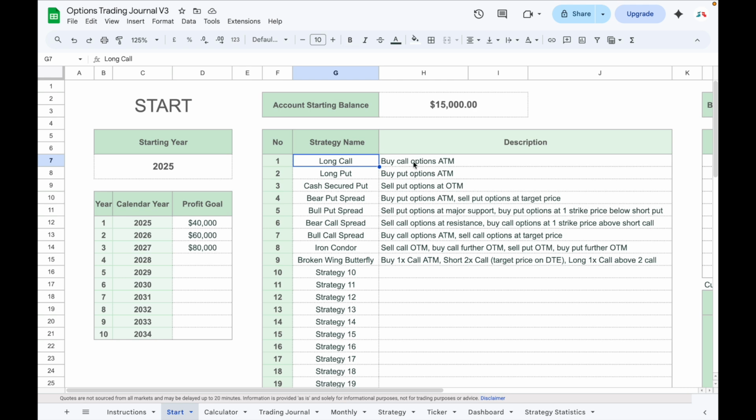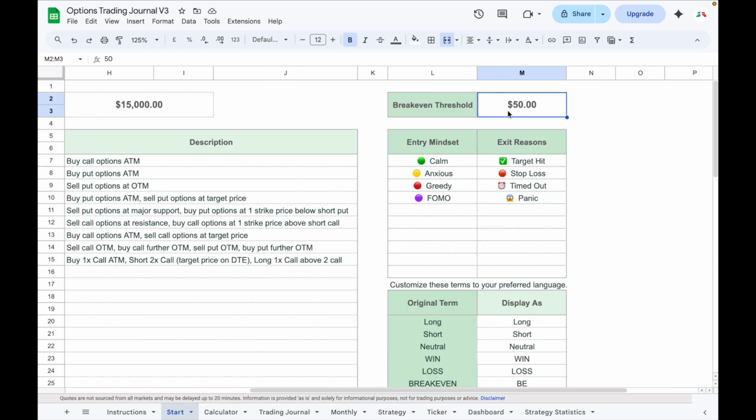You can also add a brief description next to the strategy for your quick reference. In some situations, we may close trades with a tiny profit or loss, and we consider it a break-even trade. Define your minimum threshold for a break-even trade. The trade status will show break-even if the profit or loss is within the amount. You can also set up to 10 entry mindsets and 10 exit reasons to track your psychology throughout your trading.